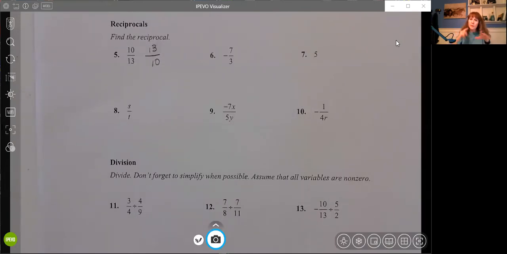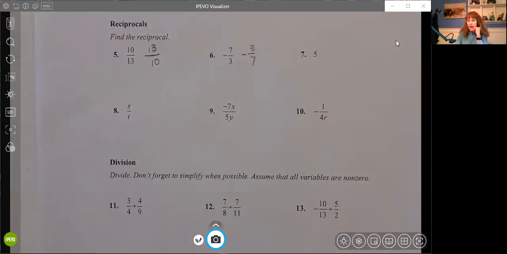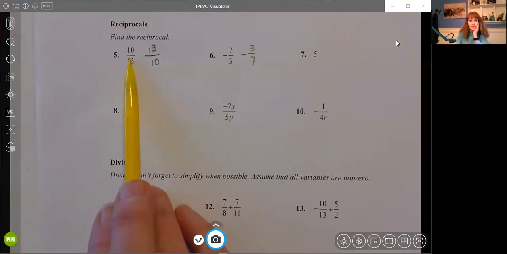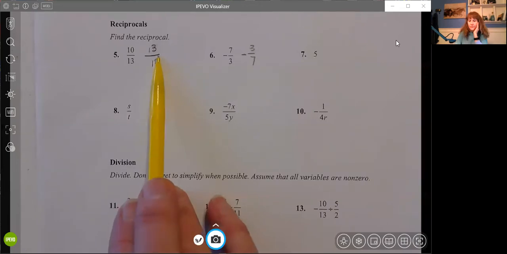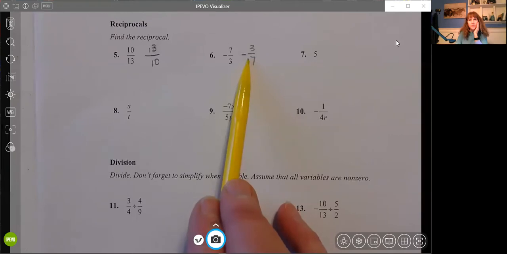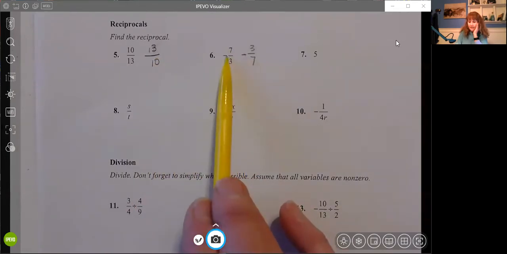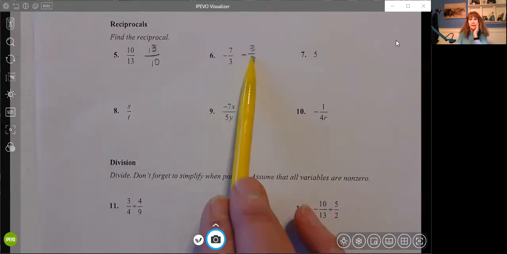On number 6, the reciprocal of -7/3 is -3/7. Notice that if I start with a positive, the reciprocal is positive. If I start with a negative, the reciprocal is negative. So the reciprocal does not mean opposite, so don't get that confused. The sign stays the same. Don't switch the signs.